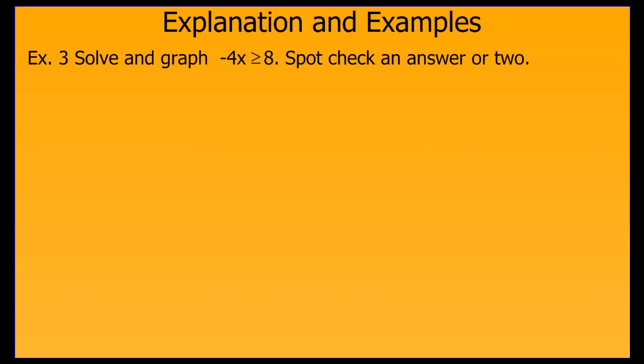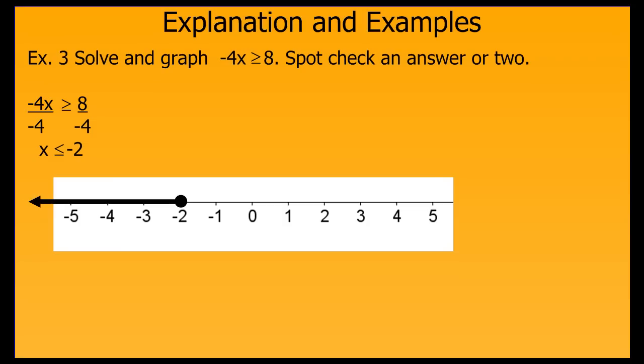Let's try one more. Negative 4x is greater than or equal to 8. We divide by negative 4 on both sides. But recall that if you multiply or divide by a negative, you have to flip the inequality. So notice that our solution is now x is less than or equal to negative 2. When we graph that, it will be a closed circle on negative 2, then shade to the left.